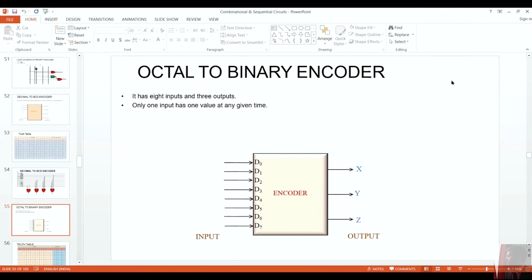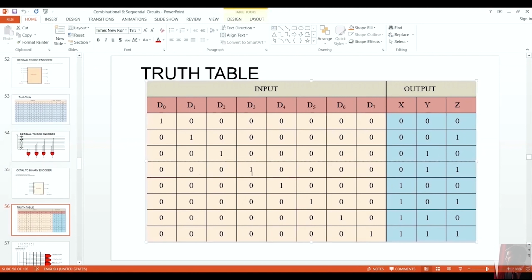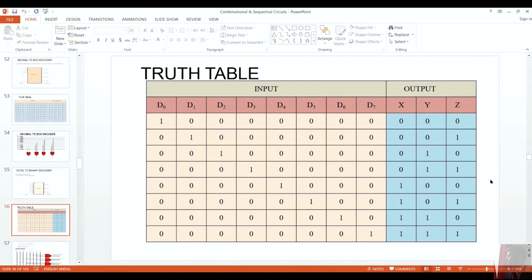Octal to binary encoder, how many inputs would we have? We would have 0 to 7. And how many outputs will we have? We have 3 outputs. Again, it depends upon 2 raised to power 3. Right? So again, the concept is exactly the same. When the 0 is on, we will have all 0. When the 1 is on, we will have 1. When the 2 is on, we will have 2. When the 3 is on, we will have 0, 1, 1. When the 4 is on, we will have 1, 0, 0.